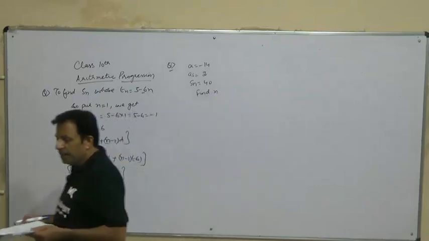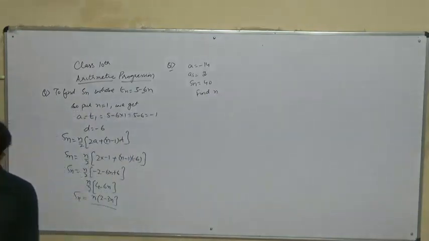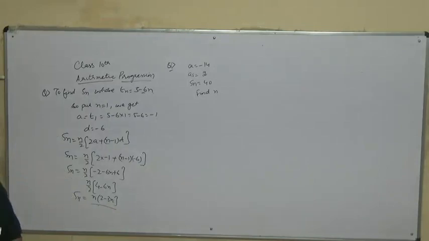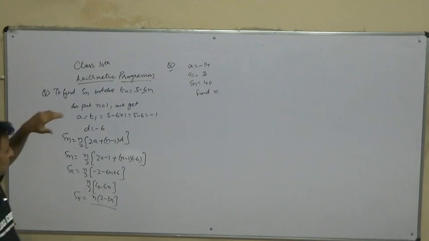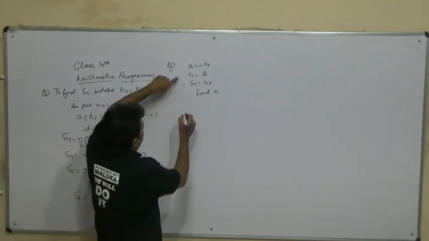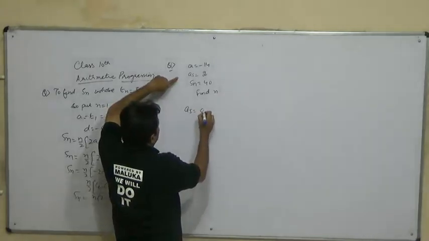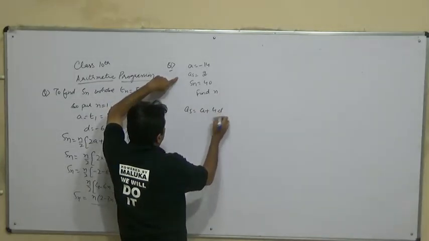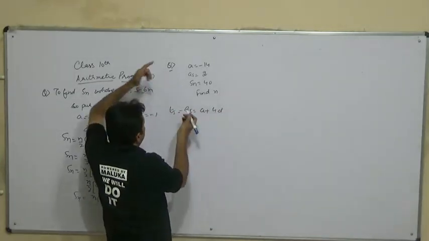So we have an AP in which the first term is given, first term is minus 14, fifth term is 2, and the sum of n terms is 40. So what we will do, what is a5? a5 is always a plus 4d. It may also be written as t5. It is the same thing.